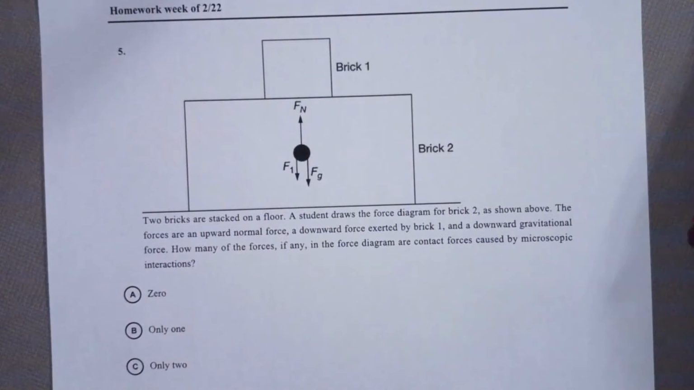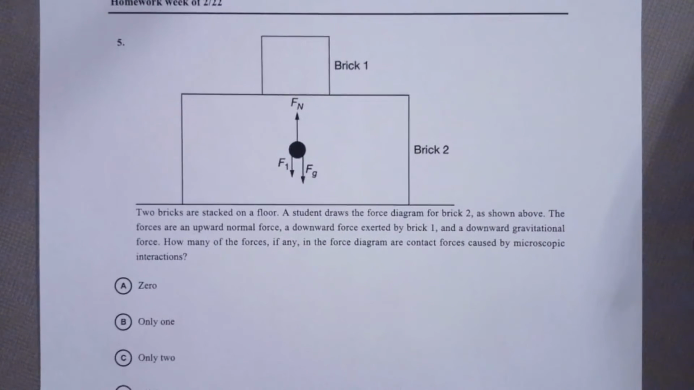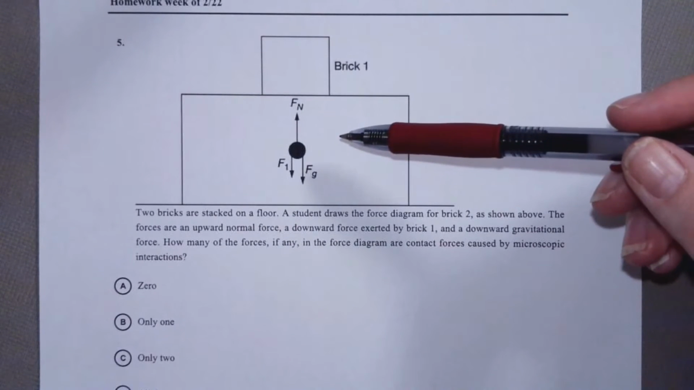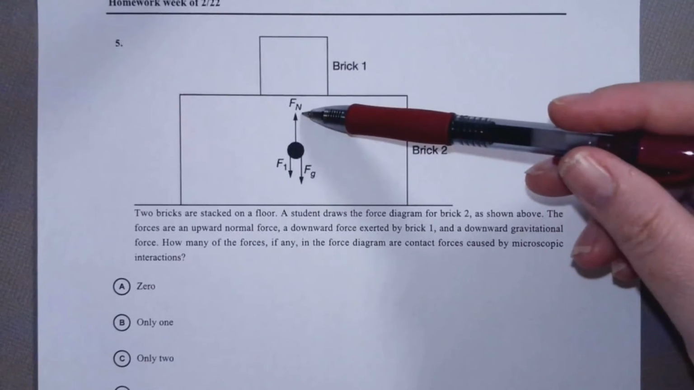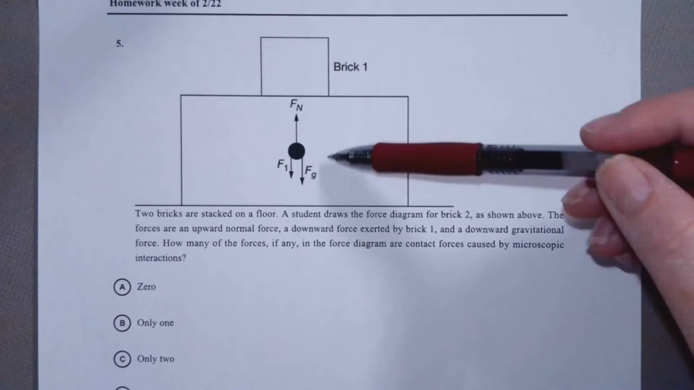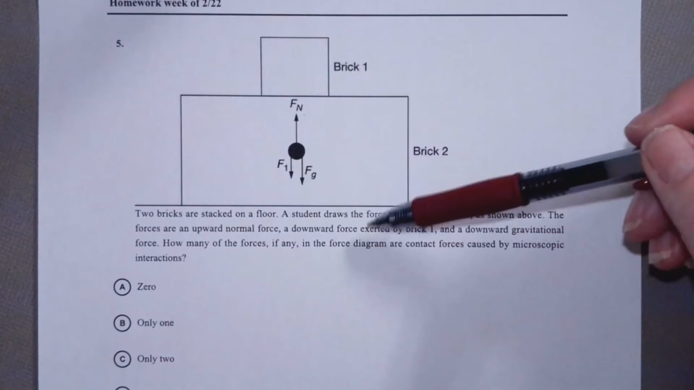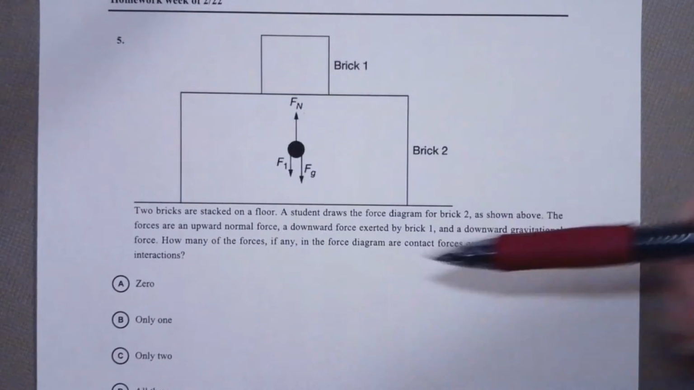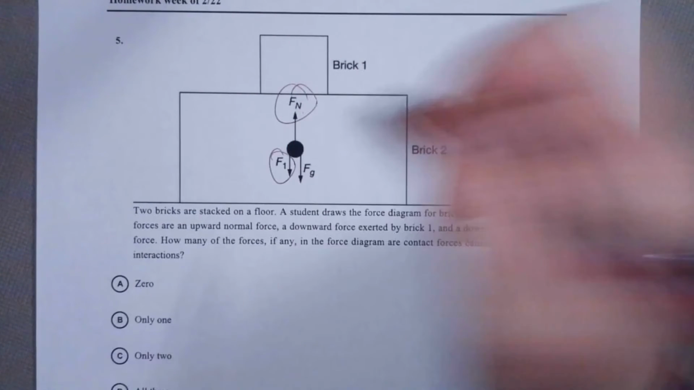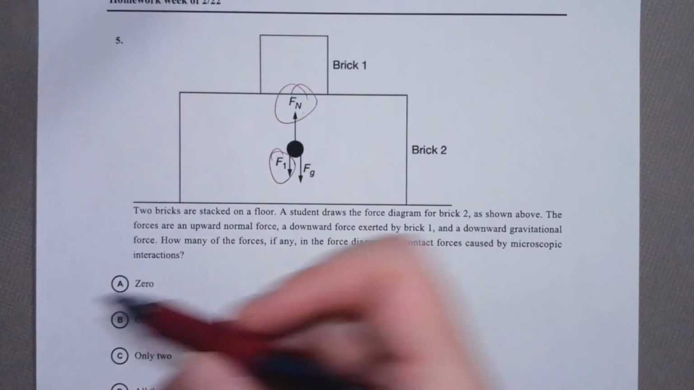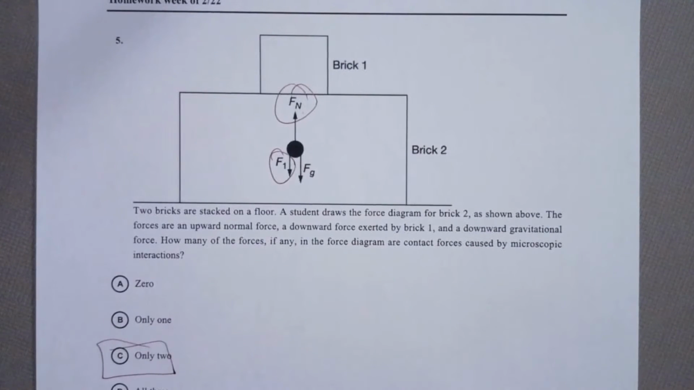Okay, two bricks are on the floor. This is the force diagram for brick 2. The forces are an upward normal force from the floor, the downward force exerted by brick 1, and the downward gravitational force. How many forces, if any, in the force diagram are contact forces caused by microscopic interactions? There's 2 contact forces. There's the normal force and the force from brick 1, because those two things are in contact. Gravity is not a contact force, so only 2. C.